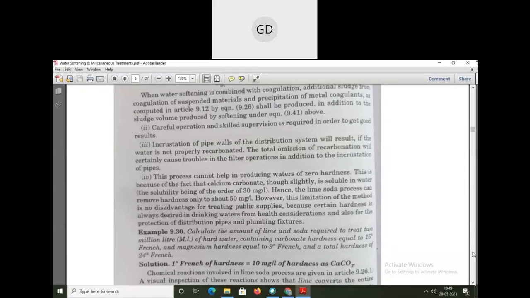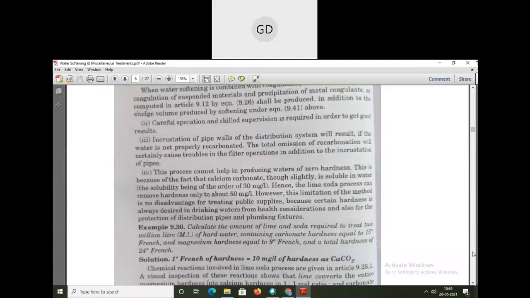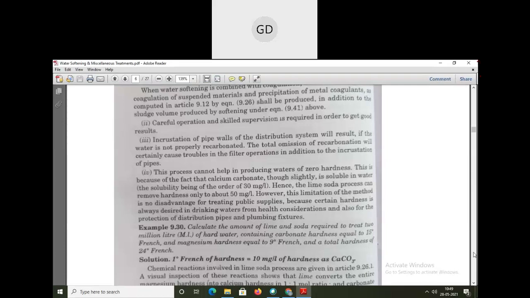Next, it requires very careful operation, and only under the supervision of skilled laborers can you get good results from this lime soda process. One disadvantage is also that the pipe walls of the distribution system may corrode, or incrustation may take place, if the water is not properly recarbonated.